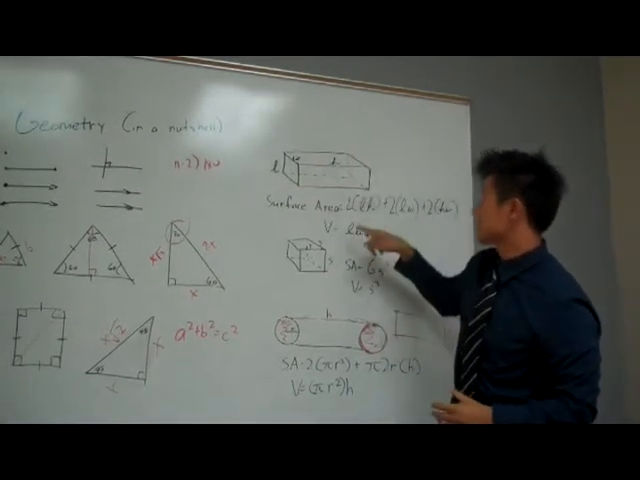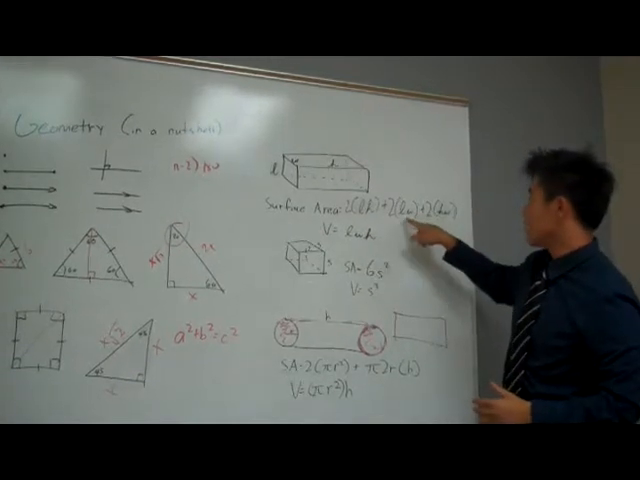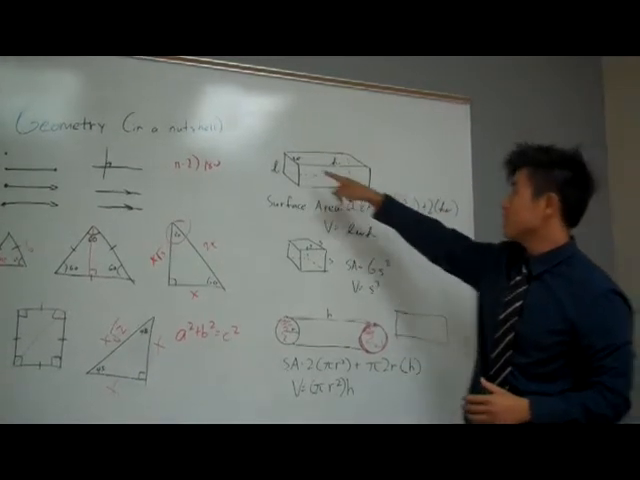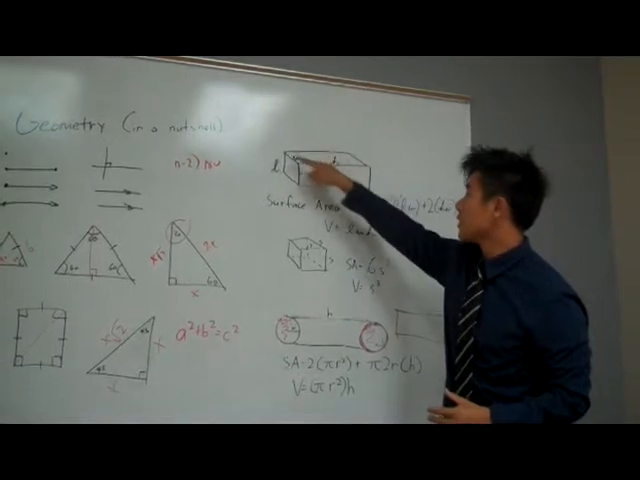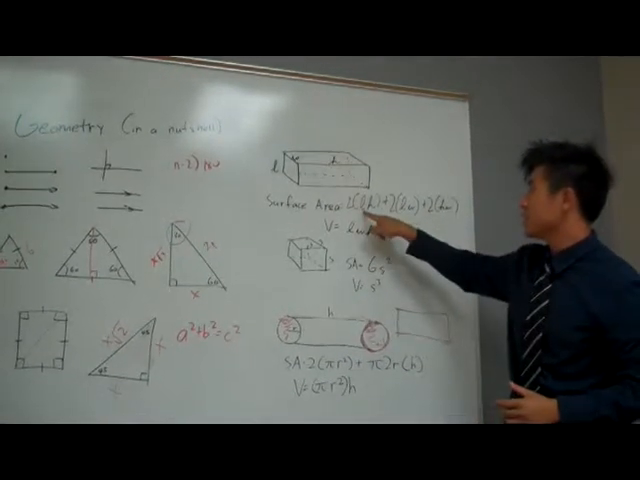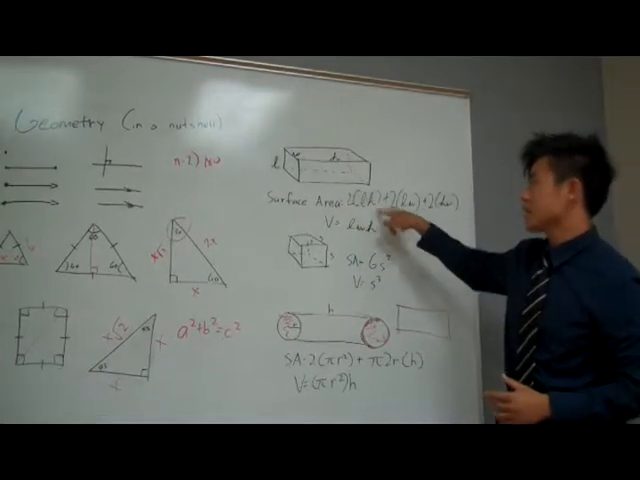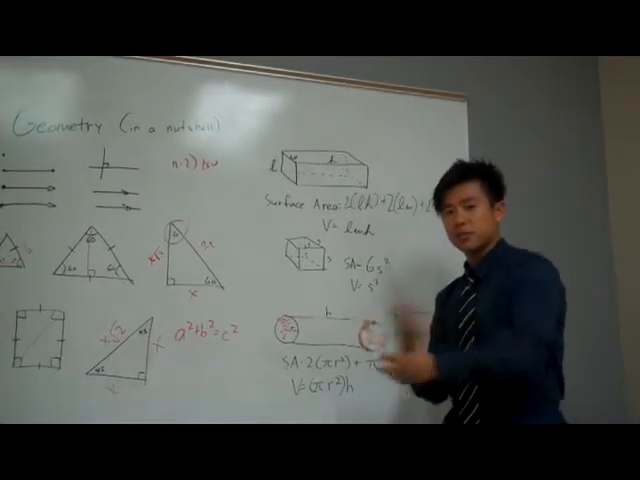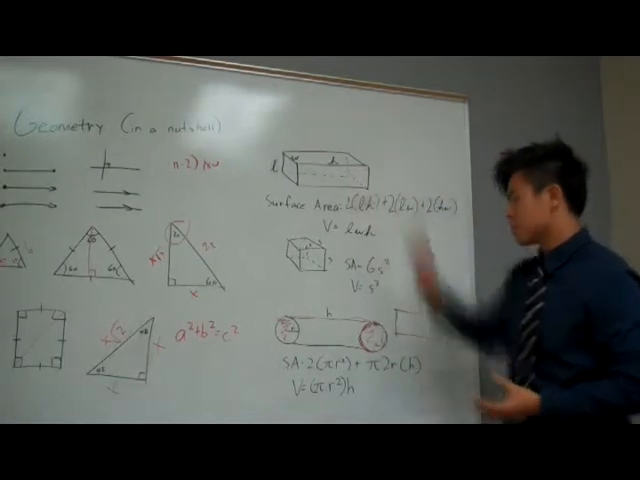Length times width, length times width. So you're going to have 2 length times width. Okay? And height times width will cover that and cover that. So 2 height times width. And finally, length times height, 2 length times height. And then you'll get all 6 faces for the rectangular prism.